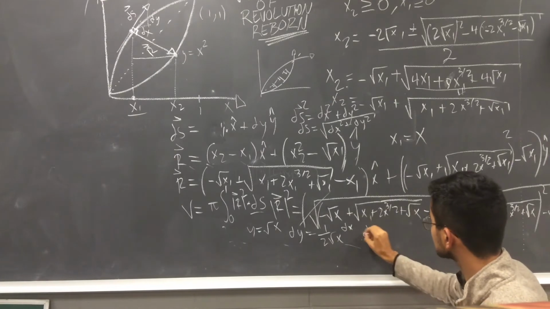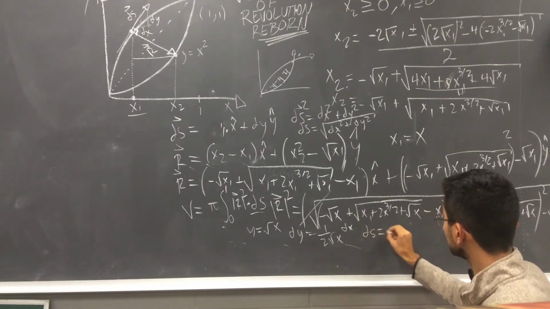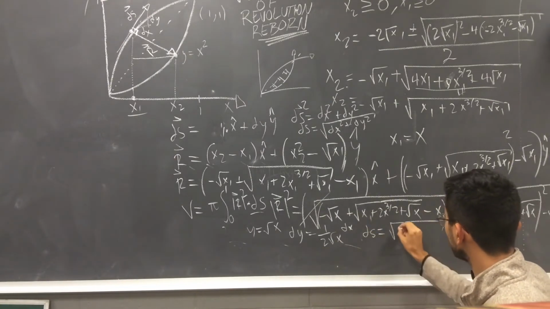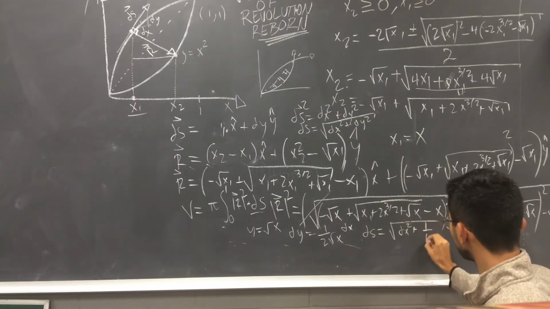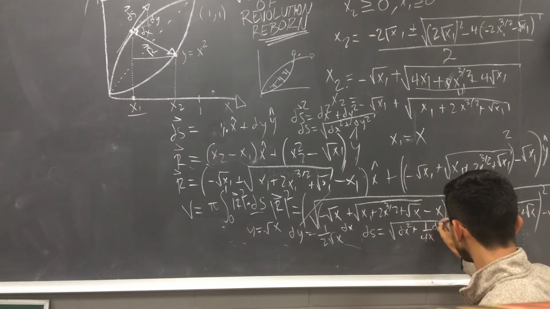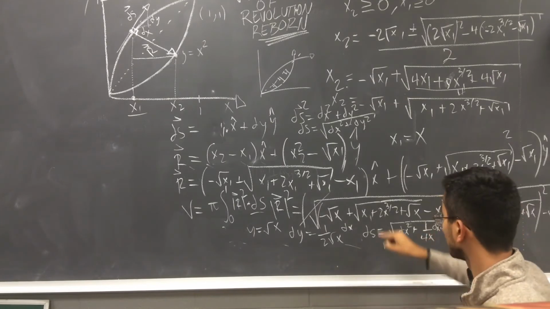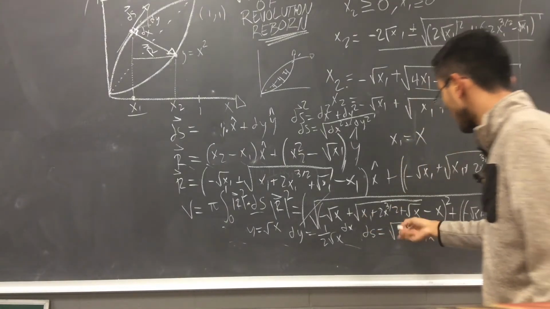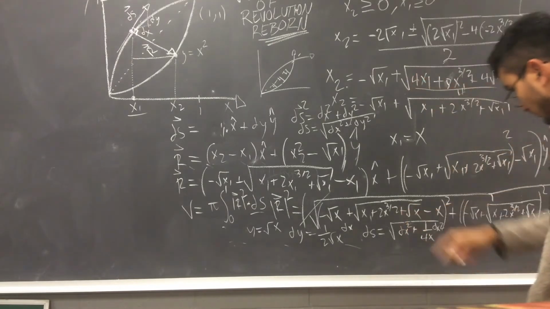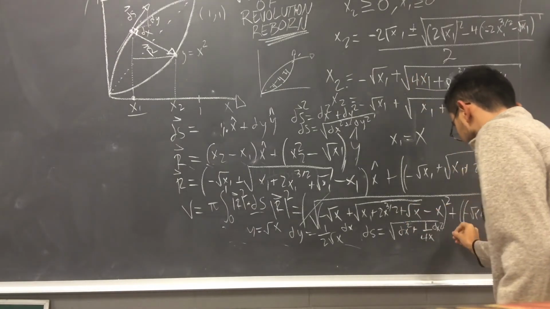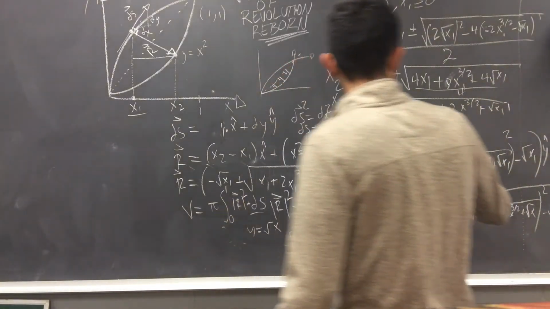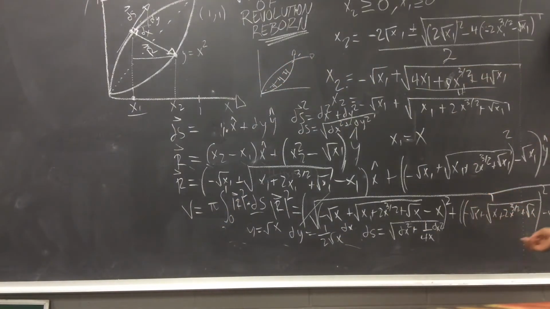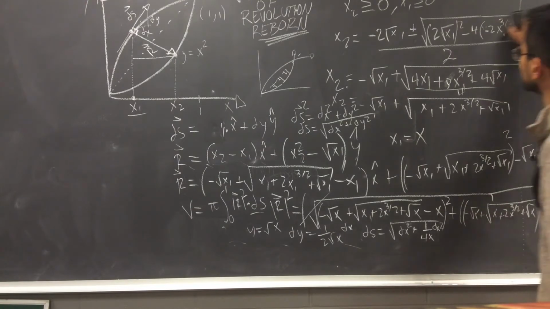So we know that ds is equal to the square root of dx squared plus 1 over 4x dx squared. Now we can factor out a dx squared, right? And as you can see, that's going to come out as 1 dx. So let me just write that. I have no more space. Let me erase the top part of this.